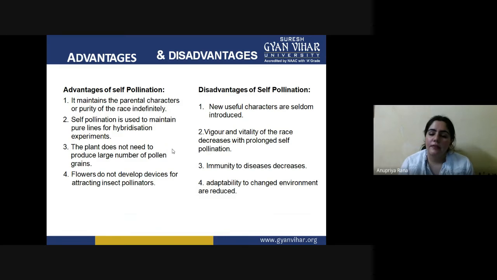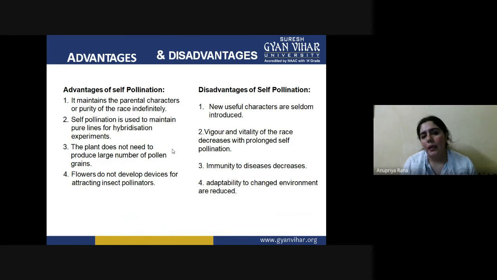Now, if we see the disadvantages of self-pollination, just like everything that has advantages also has disadvantages. New useful characters are seldom introduced, basically because new useful characters can be introduced by the crossing of new genotypes. Vigor and vitality of the race decrease with prolonged self-pollination. So, vigor and vitality.